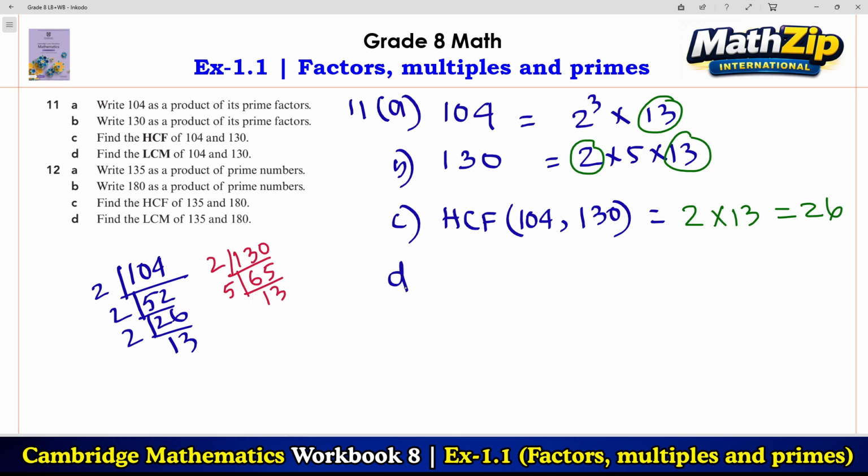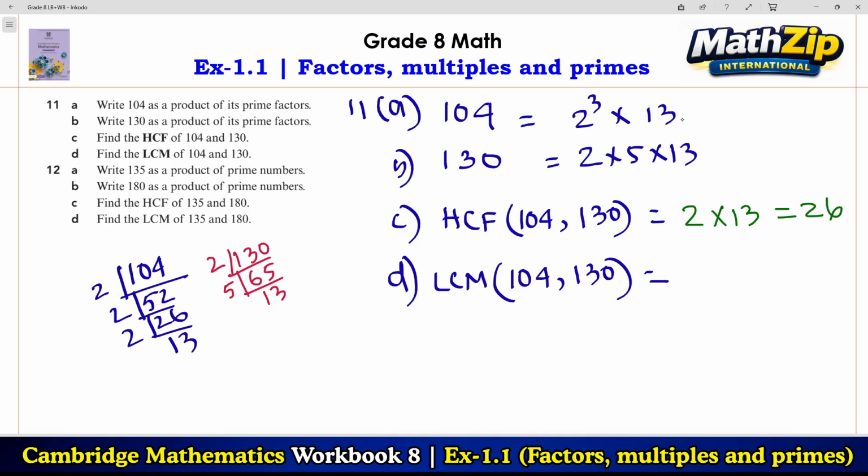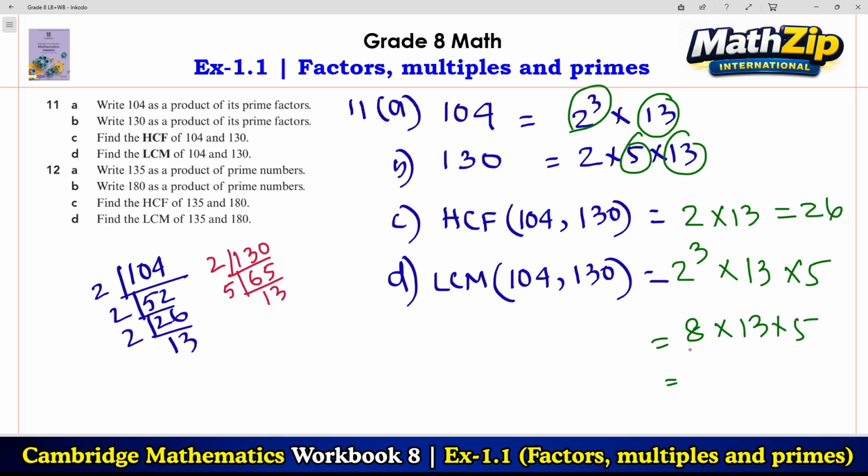How about number D? Number D, find the LCM of 104 and 130. So LCM of 104, 130. We already found the prime factorization of 104 and 130. So from here, here is 2 cube. We take this one, times here is 13. Also we take this one, and also this 5 we can take. So here is 8 times 13 times 5. 8 times 5 is 40, times 13. So the result is 520. Very simple way we are trying to solve this one.